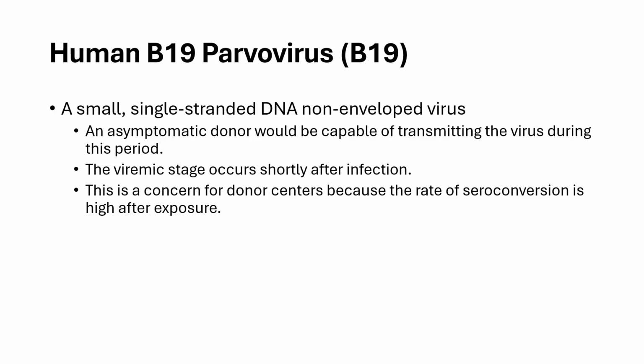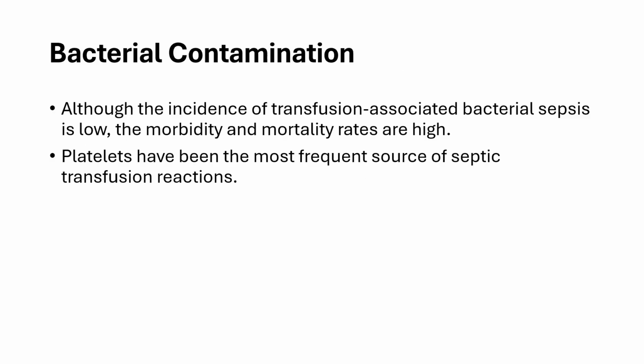Parvovirus B19 is a small single-stranded DNA virus that is non-enveloped. During the viremic stage, which occurs shortly after infection, an infected individual can transmit the virus even if they show no symptoms. This asymptomatic viremic period is a significant concern for donor centers because the rate of seroconversion, which is the development of antibodies after exposure, is high, increasing the risk of transmission through blood donations.